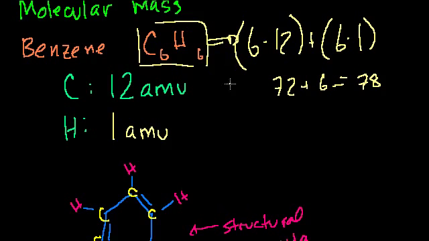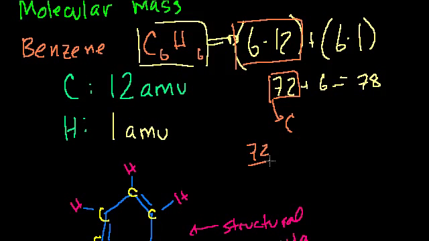Now, what if someone said, what percent of benzene is carbon? Well, then you say, okay, this is the piece that's carbon right here. The carbon piece of benzene is 72 atomic mass units. So what percentage of benzene is carbon? It's 72 over 78. The whole thing is 78. So it's 72 over 78. And what does that equal?